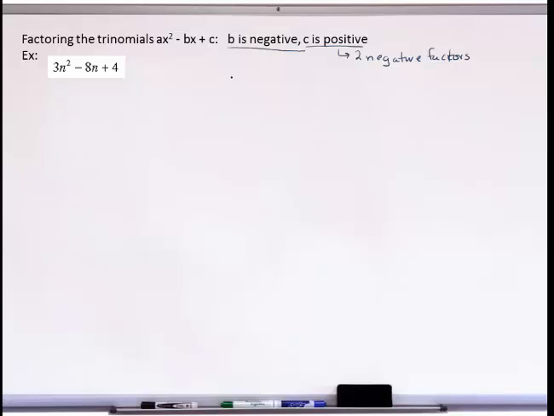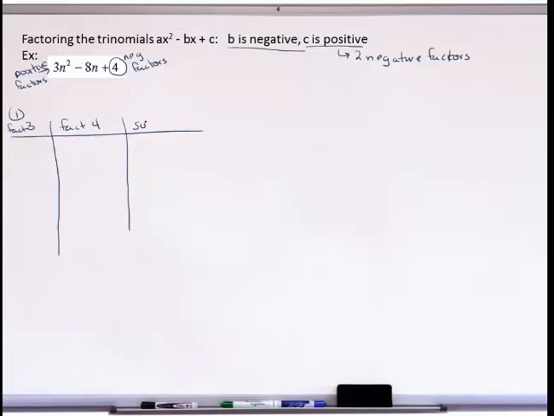Okay, so I'm going to multiply two negatives together to get a positive. Now the factors that are negative are these. Since this is positive, these will still be positive factors. Okay, so using my factor sum table, I have factors of 3, factors of 4, and I want them to give me a sum equal to negative 8.